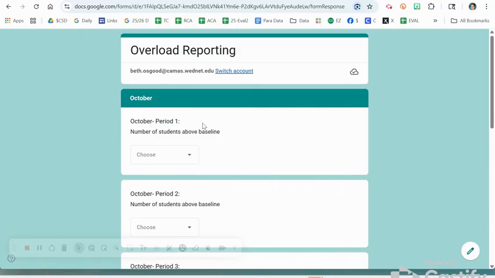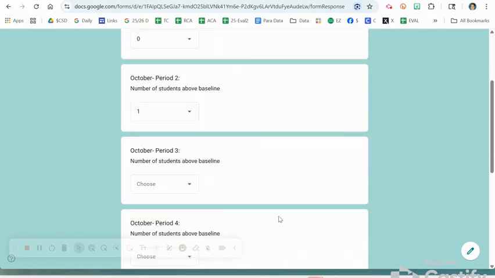Here, number of students above baseline. So this is where I'm going to put in the number of students above my baseline. So remember, you have to go back and look at the contract to know what the number of students above baseline is. So I'm going to say that in October, just because I need numbers and I want to make it easy, October period 1, I had 0. So I can either choose 0 or I can leave it blank.